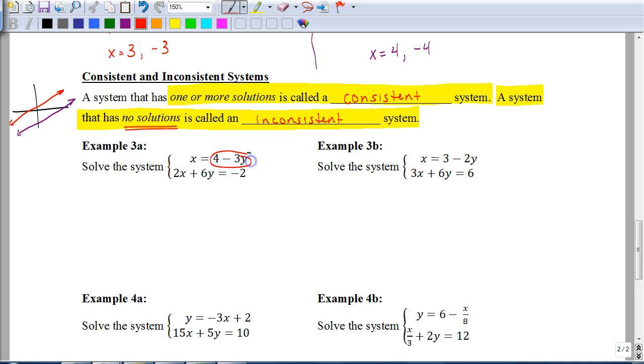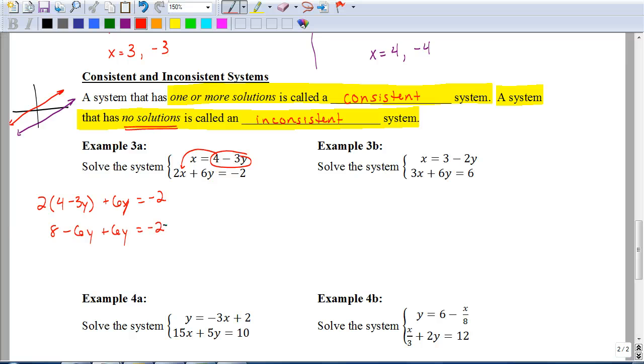So I know x is the same as 4 minus 3y, so I'm going to put that value in here for x. So it's going to be 2 times that value, so again, put this in parentheses. So it's 2 times this whole thing, 4 minus 3y, and then plus the 6y equals negative 2. Distribute the 2 through, so I get 8 minus 6y plus 6y equals negative 2.